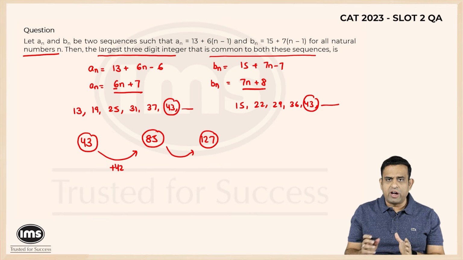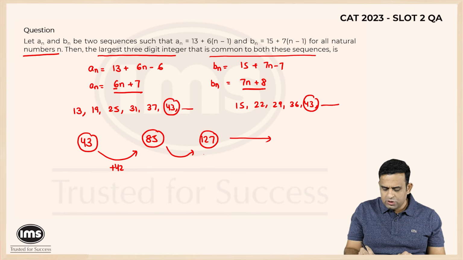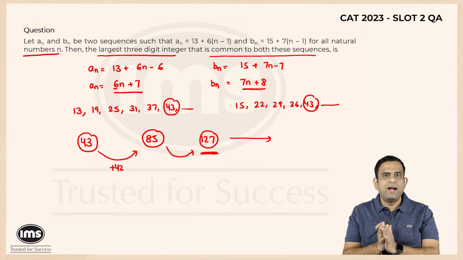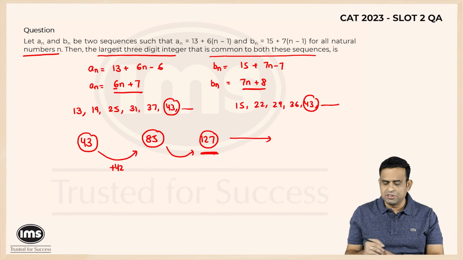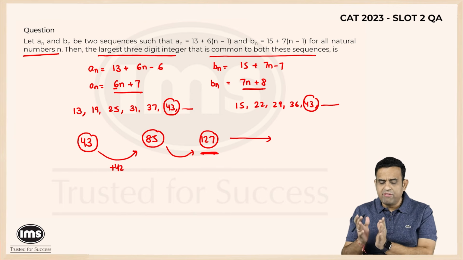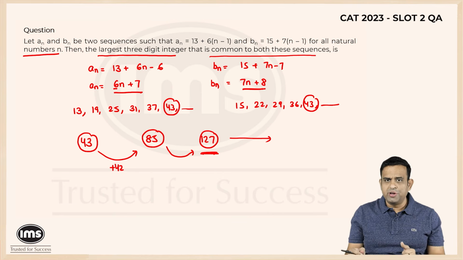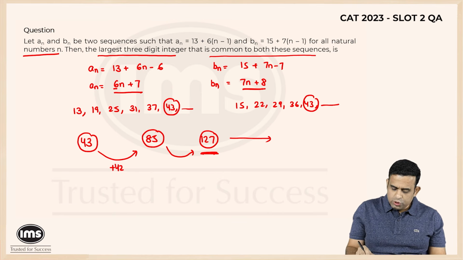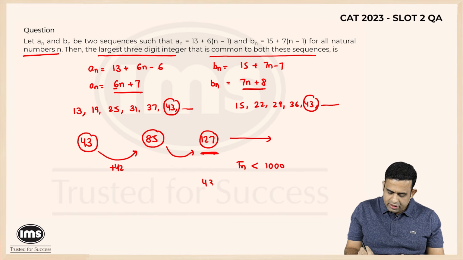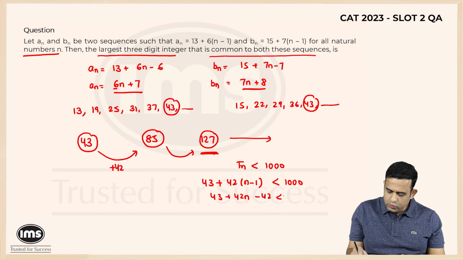So what is my target? Target is to find out the largest three-digit value over here. So 127 being the smallest three-digit number, my task is to find the largest three-digit term in 43, 85, 127, and so on. This is also an AP with a common difference of 42. So the term Tn must be less than 1000. The general term in this particular case is 43 plus 42 into n minus 1, less than 1000. So one gets 43 plus 42n minus 42 less than 1000. So 42n plus 1 should be less than 1000.